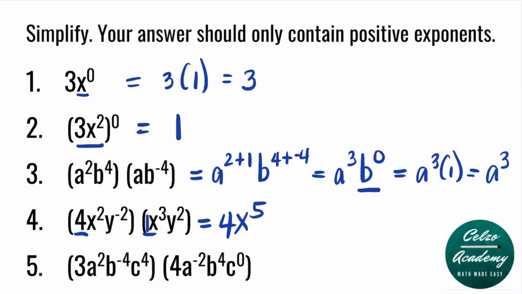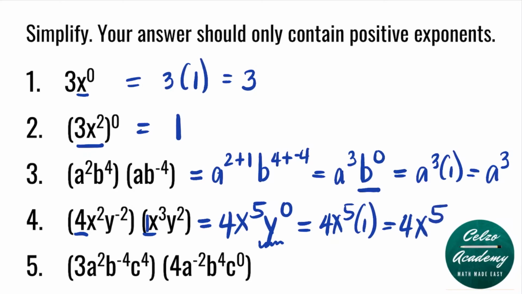Now let's simplify the y. We have y to the power of negative 2 and y to the power of 2. Adding negative 2 plus 2, that's 0. And using the zero exponent rule, the value of y to the 0 is equal to 1. So we have 4x to the 5th times 1, which is simply 4x to the 5th.